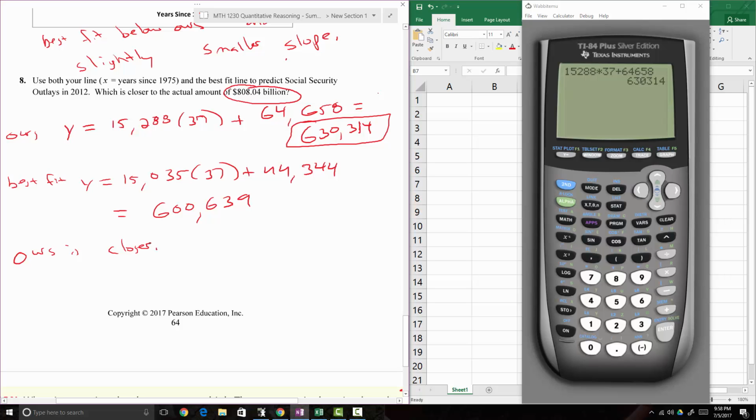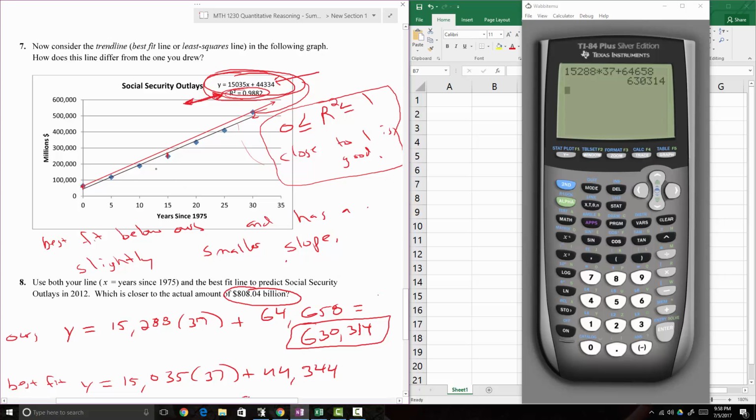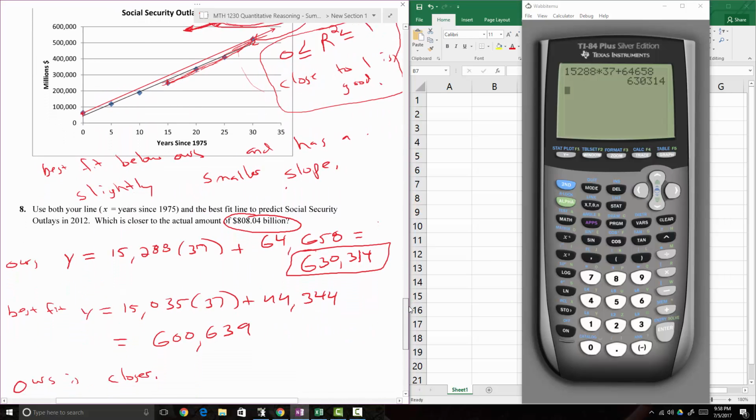And you might wonder why. This is because the outlays are starting to move up in a nonlinear fashion. After it goes in a line, it starts moving in a non-linear fashion, with more of a curve, starting to curve up. So that's why ours is a closer fit, because ours is above that.